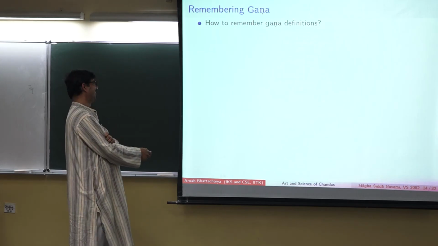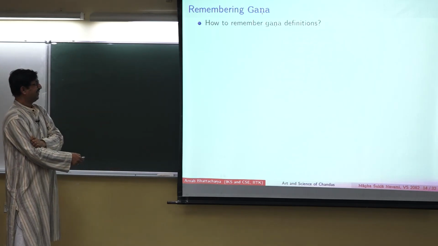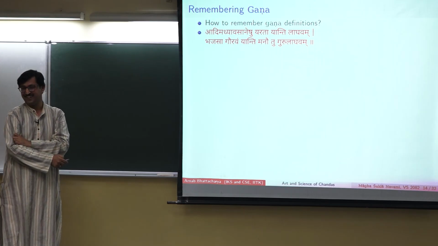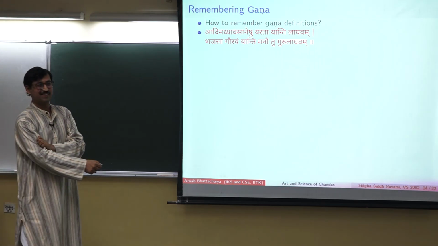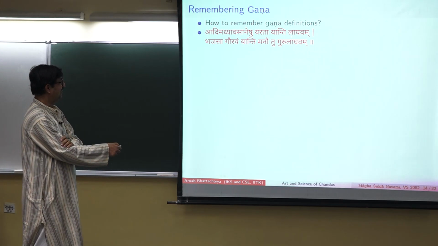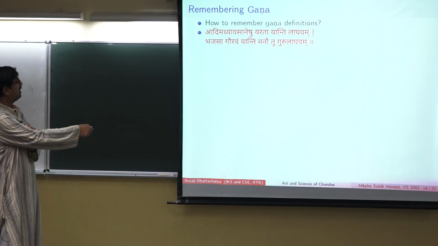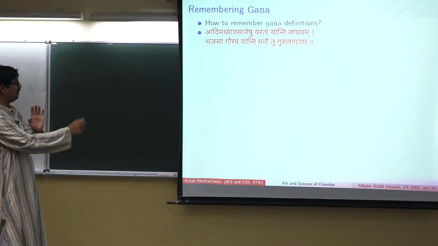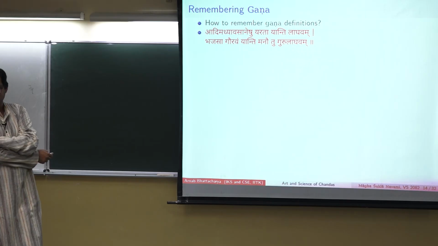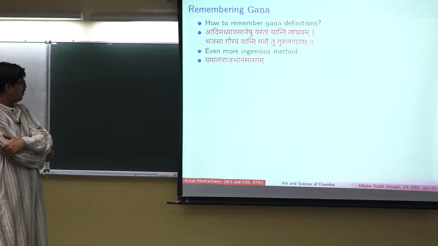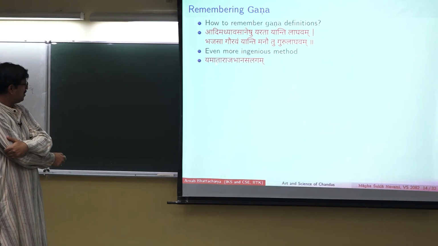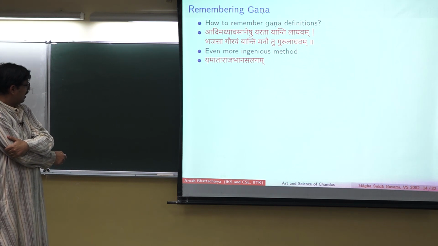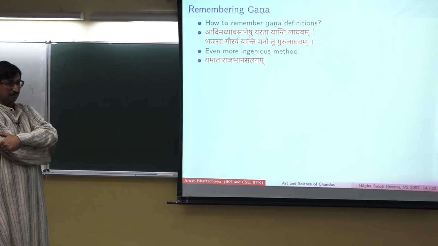Yamata Rajabhan. So here is one sloka. If you are good at memorizing, then you can memorize this: Adi Madhya Avasanesu Yarata Yanti Lagham, etc. But it's not so easy. So what you do is a very ingenious method. You just use this: Yamata Raja Bhana Salagam.